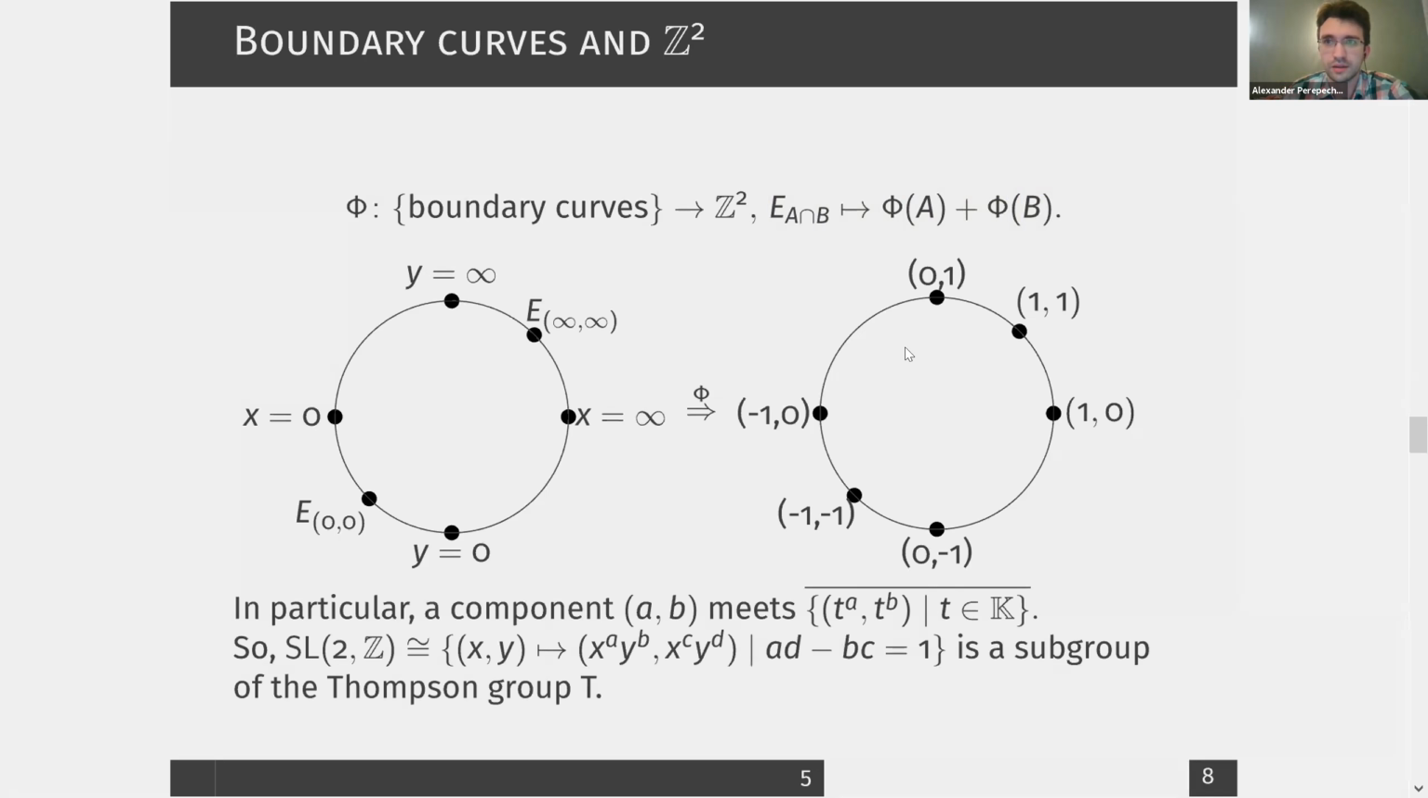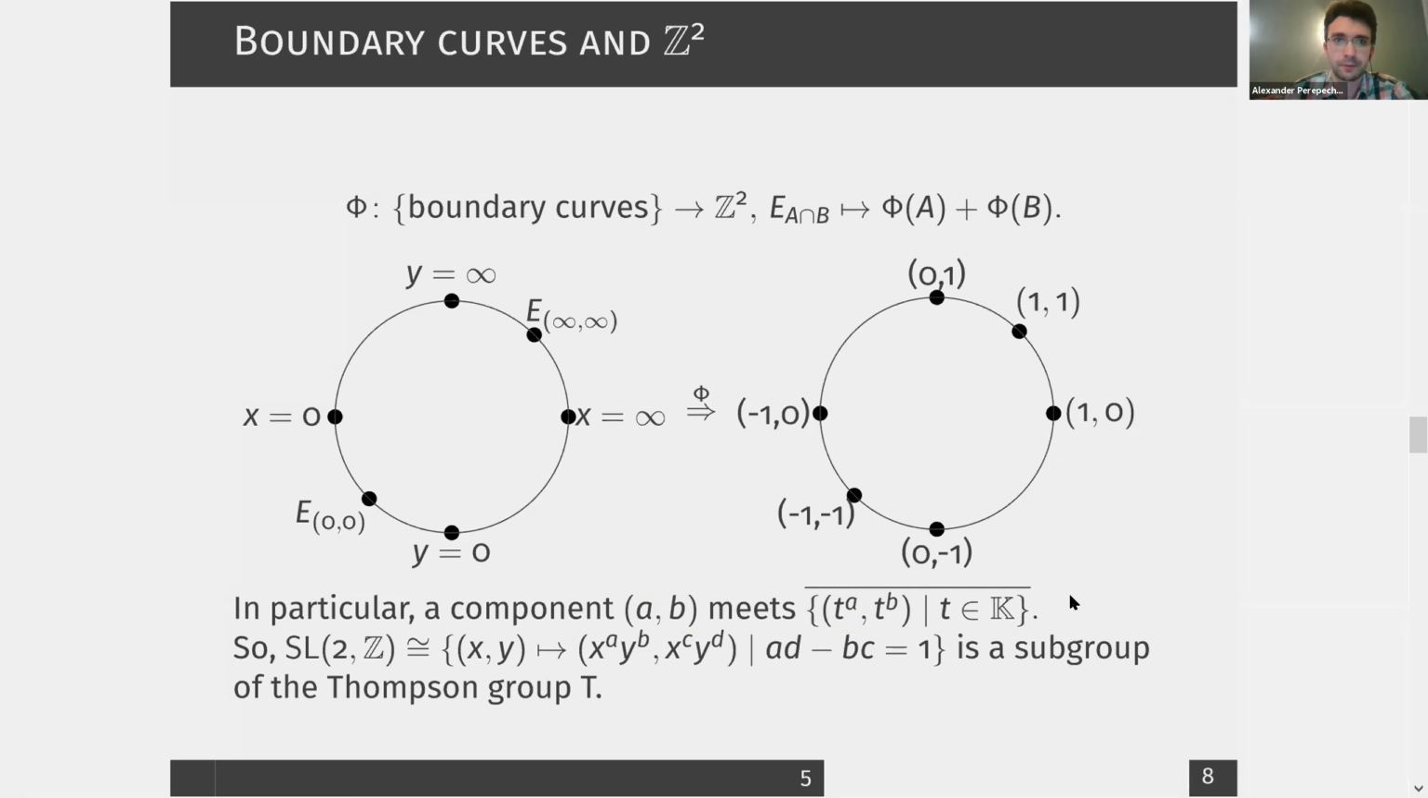In fact, there is a more direct correspondence between vectors and irreducible components. A component corresponding to vector (a, b) meets the closure of the one parameter subgroup. So if we take the one parameter subgroup (t^a, t^b), and we take the point at infinity, we go exactly to the inner point of this component after an appropriate number of blow-ups.